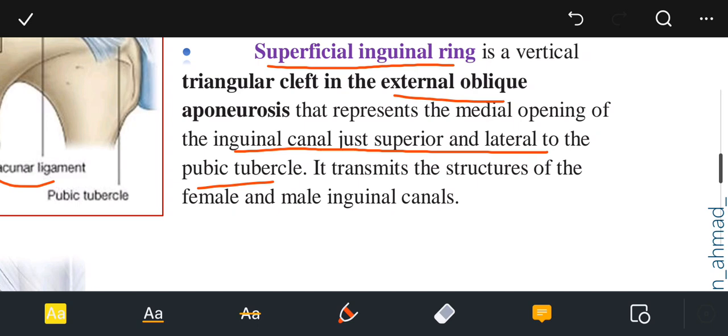It transmits the structures of the female and male inguinal canal. The physiologic function of the superficial inguinal ring is to transmit the male and female reproductive structures. The male structure is the spermatic cord, and the female structure that traverses the superficial inguinal ring is the round ligament. You must also remember that the male testes descend through this inguinal canal and then exit through the superficial inguinal ring to enter the scrotum.